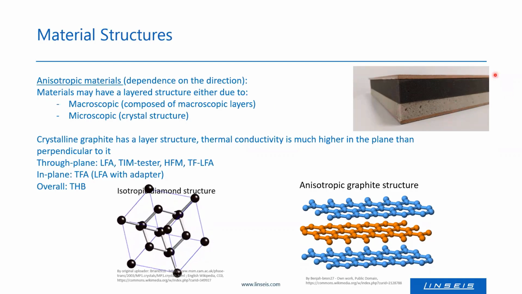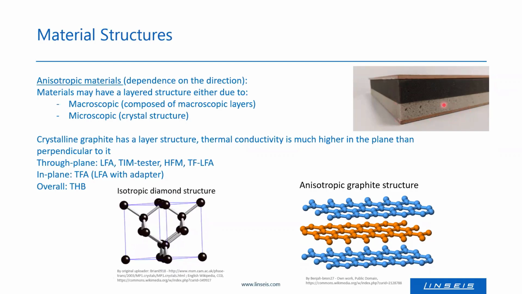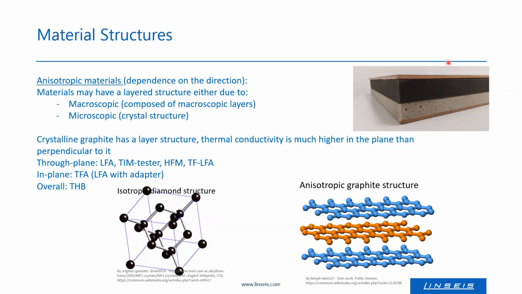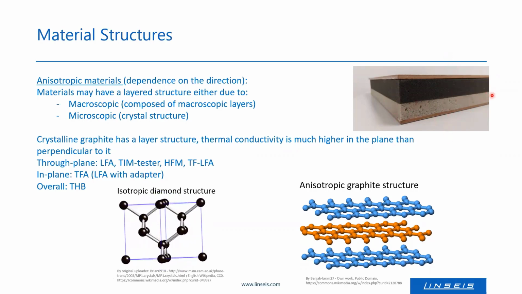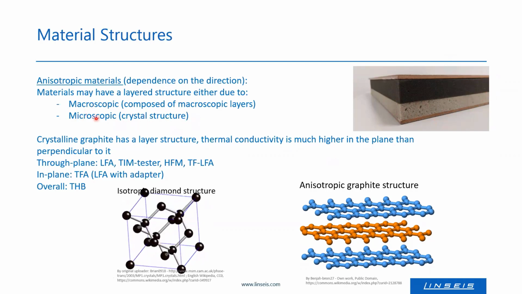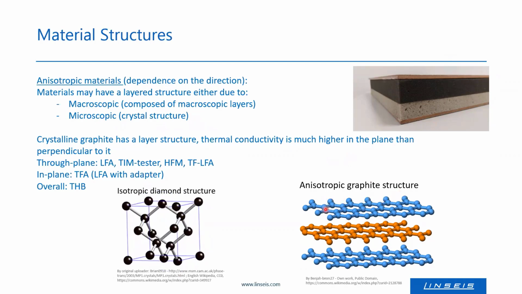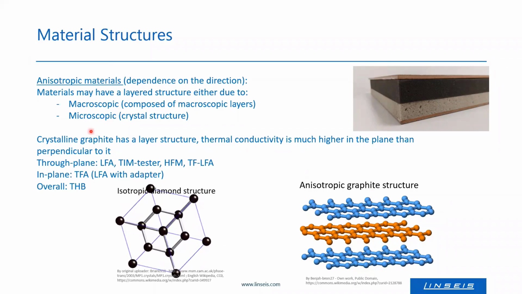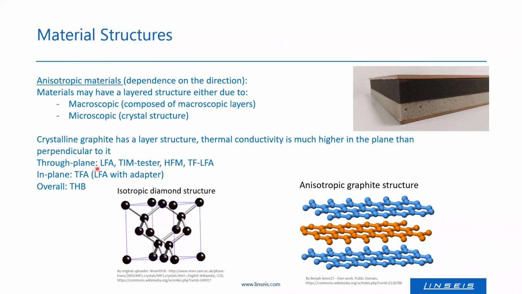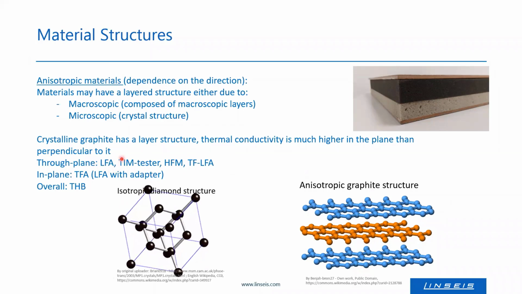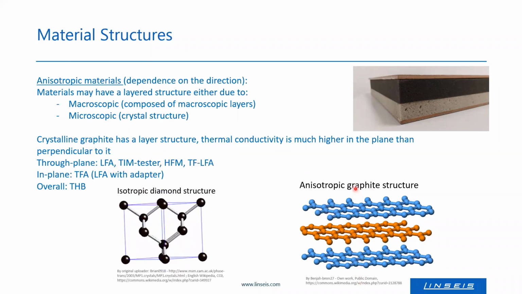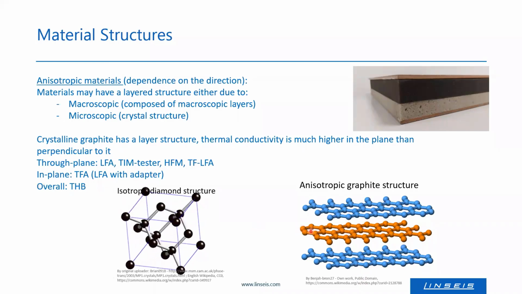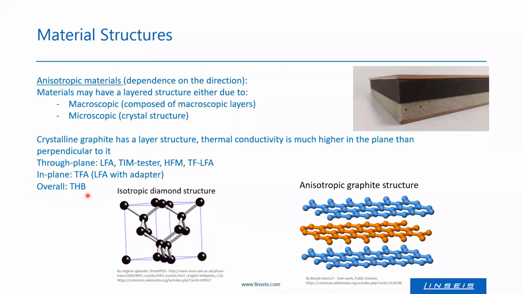This can be on a macroscopic scale, like shown in this example. We have a layered structure, and thermal conductivity perpendicular to the layers will certainly be different than in the layer. This may also be a microscopic structure, so a crystal structure like shown for this graphite structure. Thermal conductivity in the sense of these layers is much higher than perpendicular to them. So whenever you are dealing with anisotropic materials, you must ask yourself in which direction you want to determine the thermal conductivity, and then select the instrument which is able to do so. There are some instruments able to measure through-plane thermal conductivity, others do the in-plane measurement, and the transient hot bridge gives overall thermal conductivity.